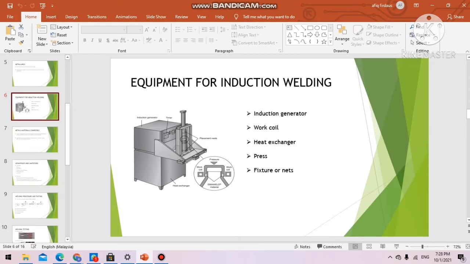And the last one is the fixture or nests. During the welding process, fixture or positioning nests hold the pieces together, and one nest is usually fixed while the other is movable. Using electrically non-conductive material such as phenolic or epoxy, nests are built, as the presence of a metal conductor near the work coil will reduce the magnetic field strength.